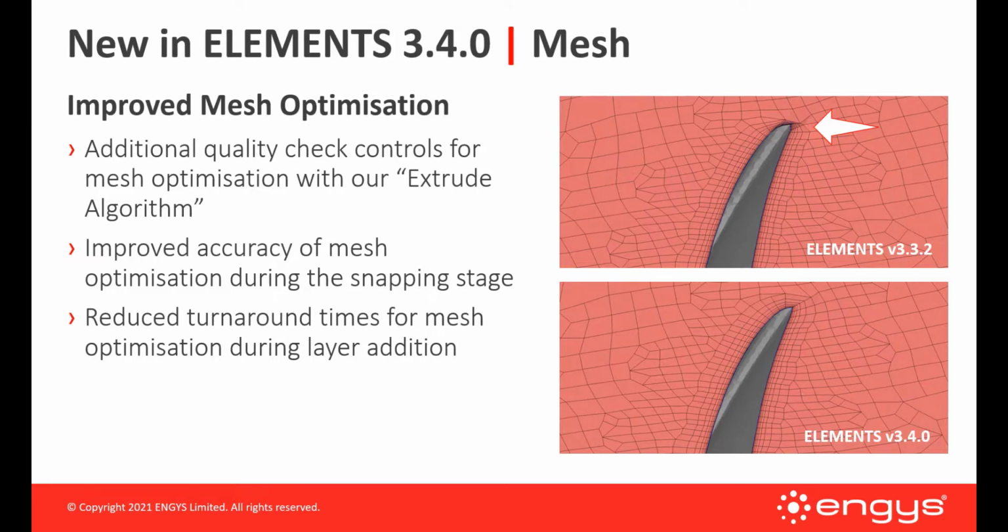We've improved accuracy of mesh optimization during the snapping stage, and you can see this in the example on the right, where we compare the low Y+ mesh creation around a bladed component in version 3.2 in comparison to version 3.4.0. And you can see that in the tip region, we can achieve a much better result with 3.4.0 than before. And then finally, we have also done work to reduce the turnaround times for mesh optimization. So there is an additional benefit in terms of speed up when meshing during the layer addition.